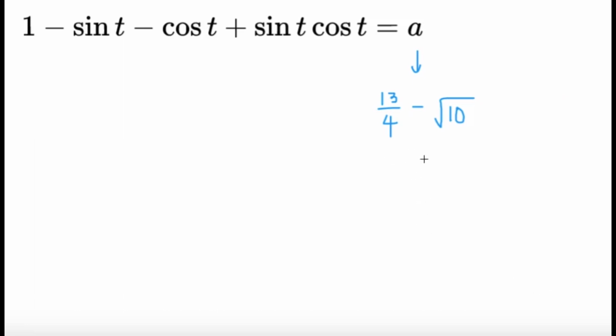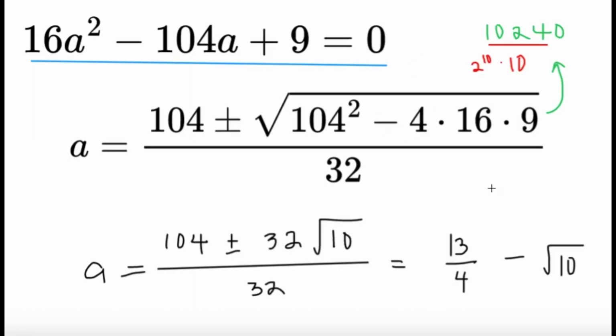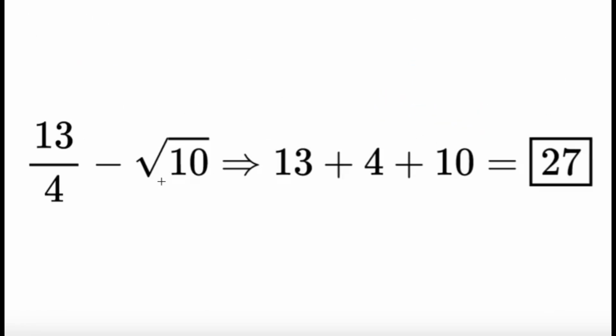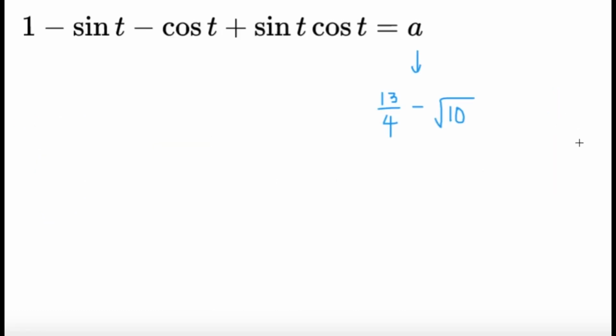But let's just try to consider why we cannot consider the positive one. So yes, indeed, this is going to be the answer. So the final answer to the question would just be equal to m plus n plus k, so 13 plus 4 plus 10, which is equal to 27. That's the final answer indeed. But let's try to reason out why we cannot have a to be positive. So we cannot take the other root, 13 over 4 plus square root of 10.